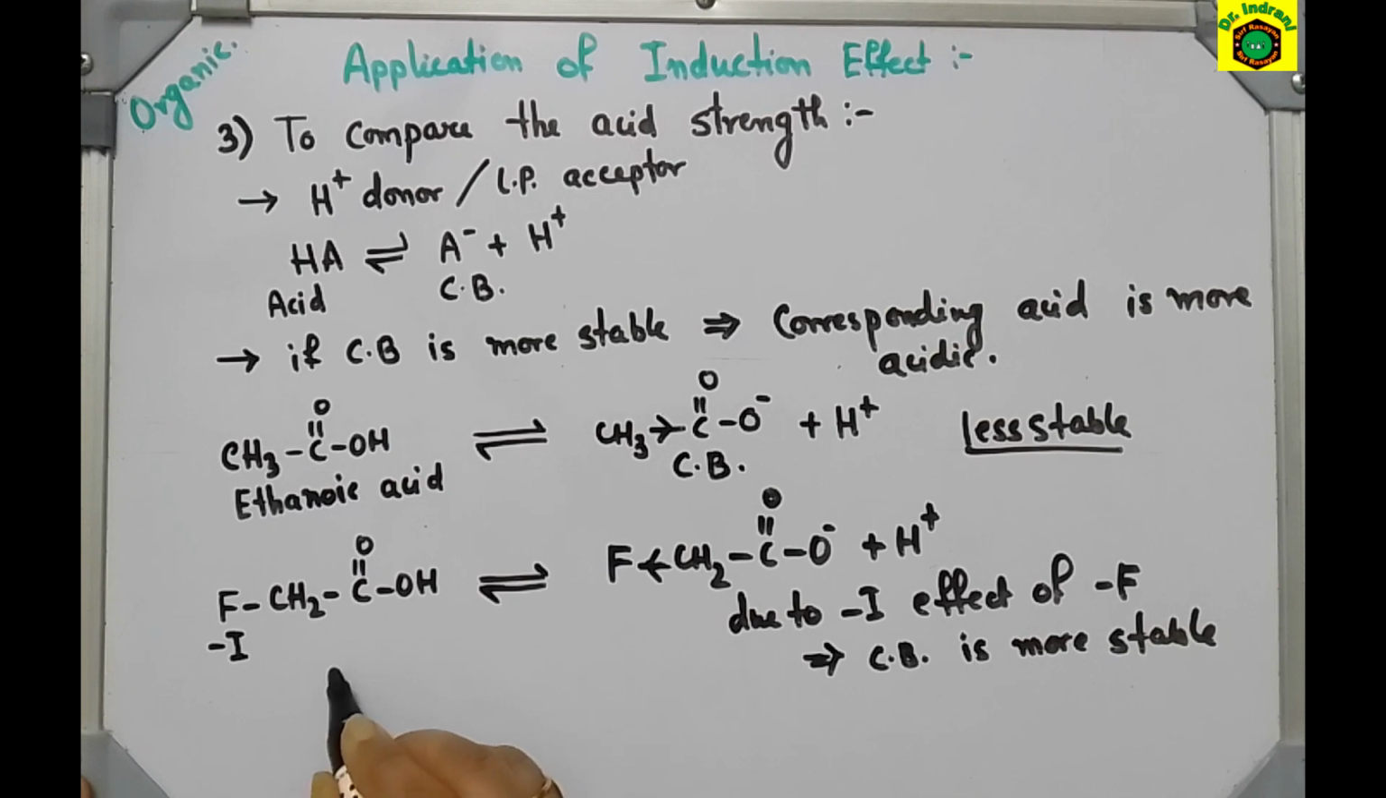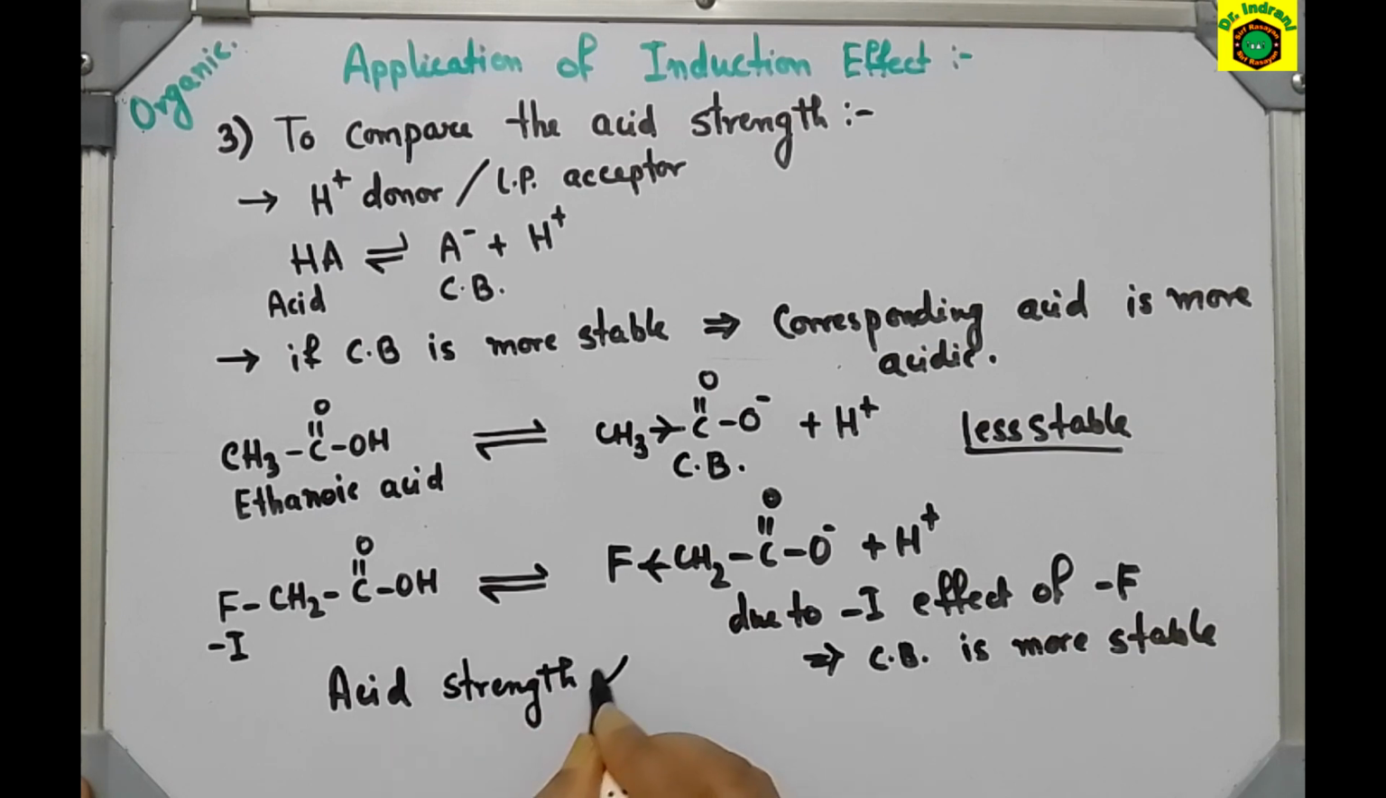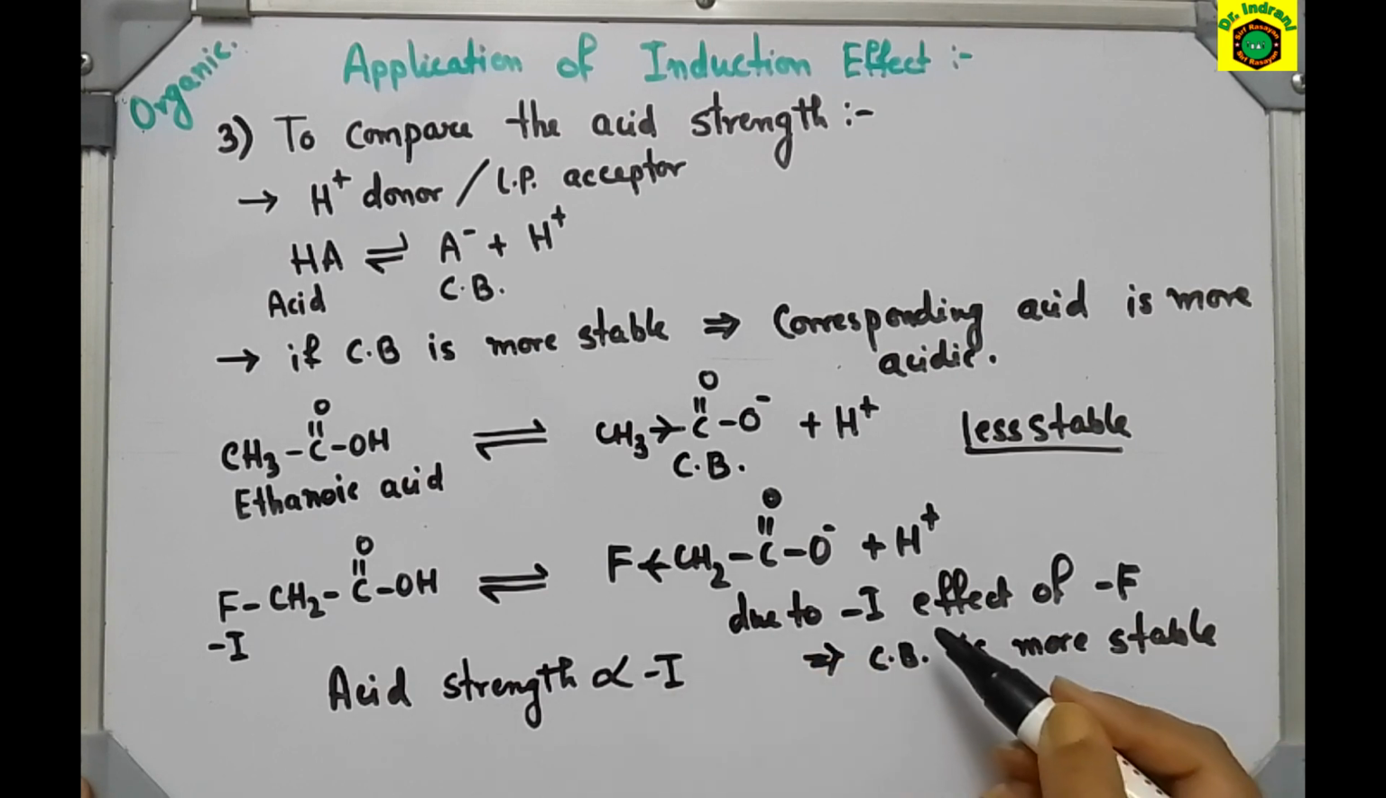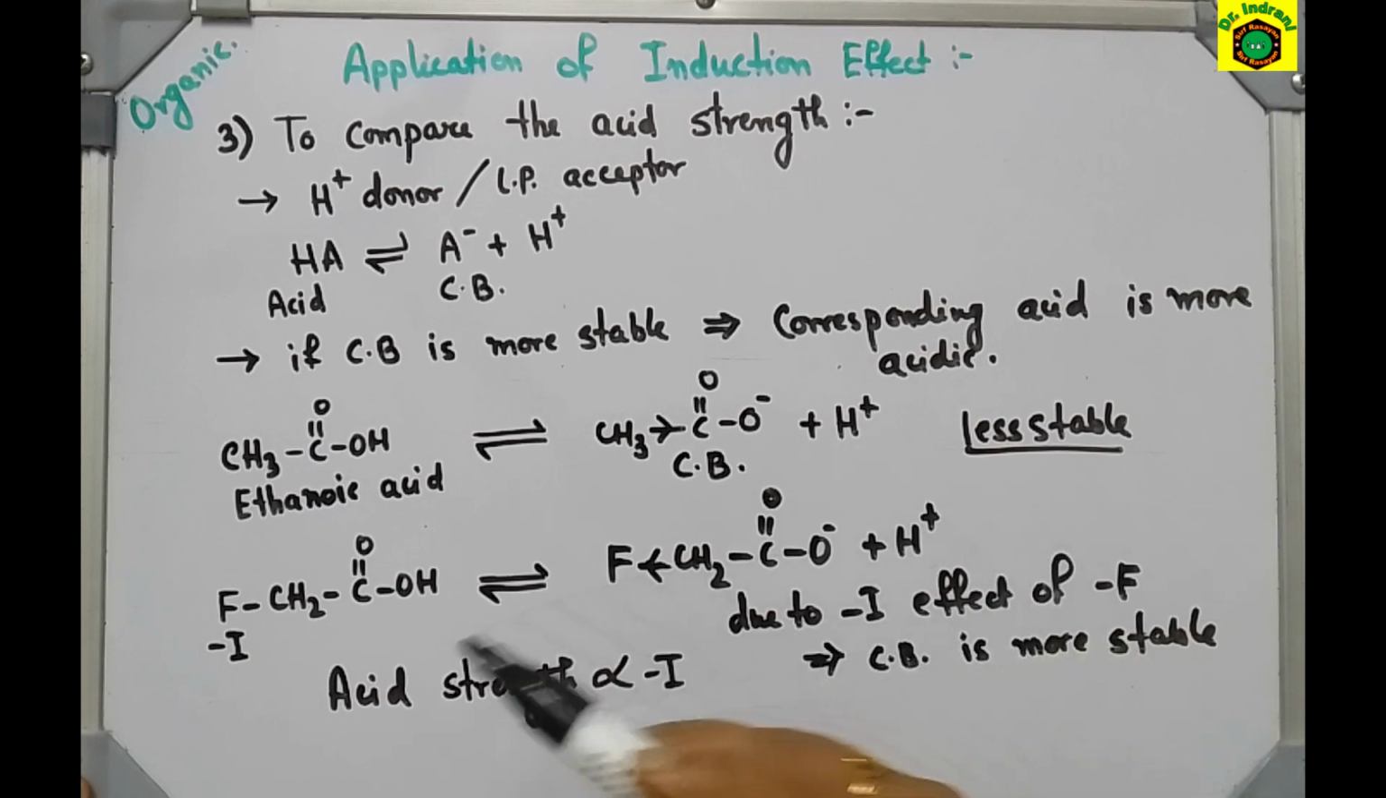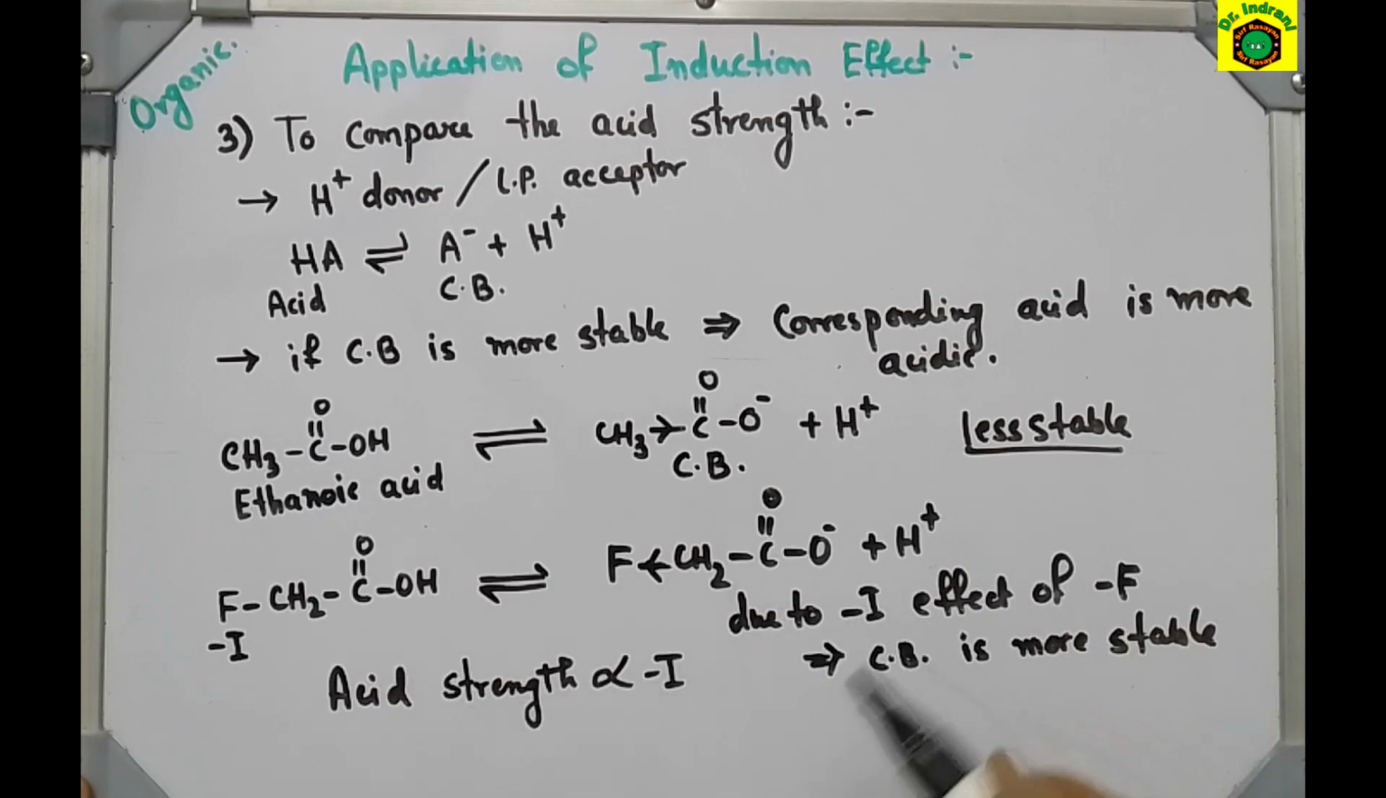So you can summarize this thing: acid strength is directly proportional to minus I effect. With increasing minus I effect, the conjugate base will become more stable and the corresponding acid will become more acidic, and it is inversely proportional to plus I effect. So you remember this thing.